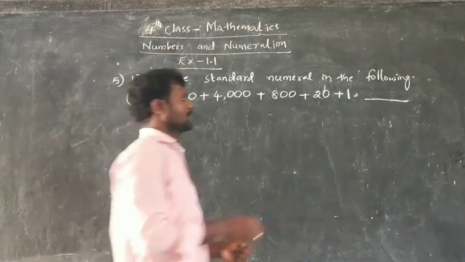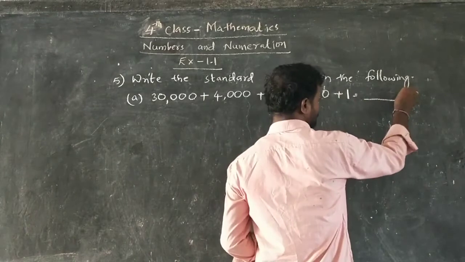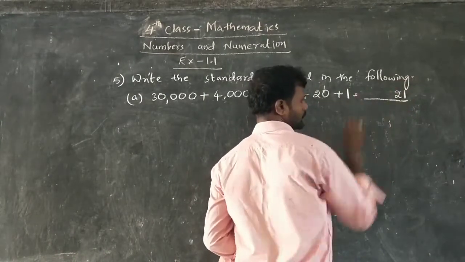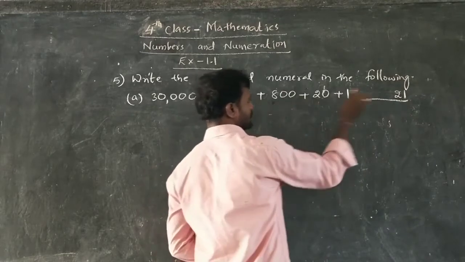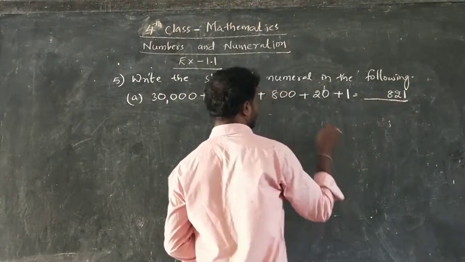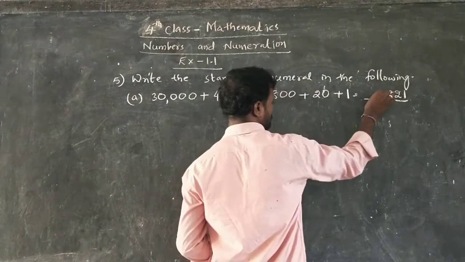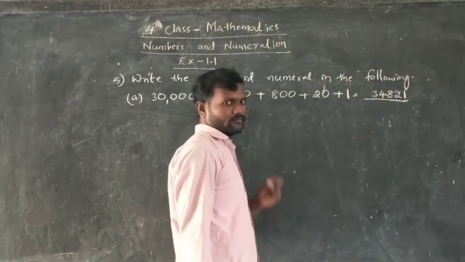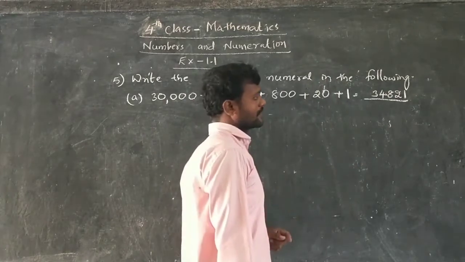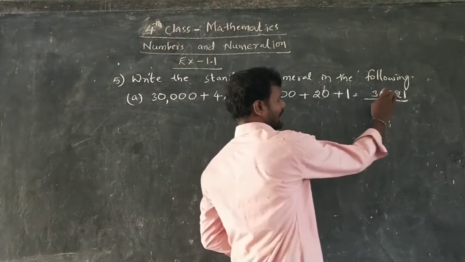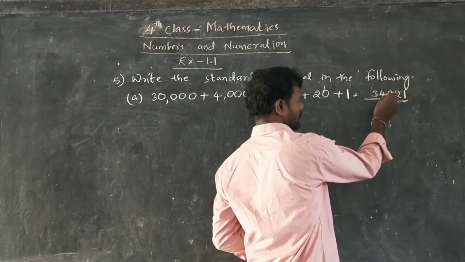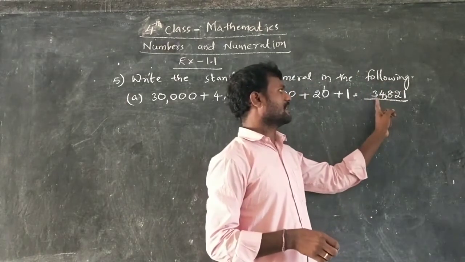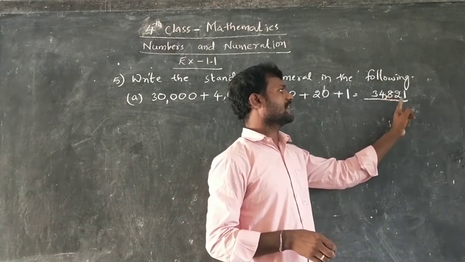Directly write all of them. 1 is in ones place. 1. Next one, 2 is in tens place. 2. Next 8 is in hundreds place. 8. 4 is in thousands place. 4. And 3 is in 10,000s place. Okay, where you have to write comma? After hundreds you have to write a comma. So write a comma here. What is the number it is? 34,821.